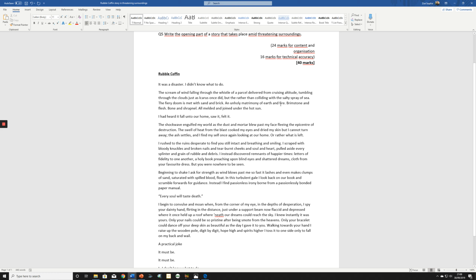Brimstone and flesh, bone and shrapnel, all melded and joined under the hot sun. Okay, so I'm getting lots of images here of fire, heat. I had heard it fall unto our home, saw it, felt it.